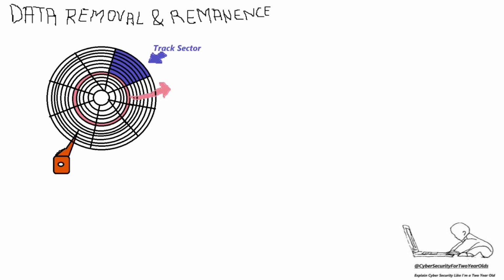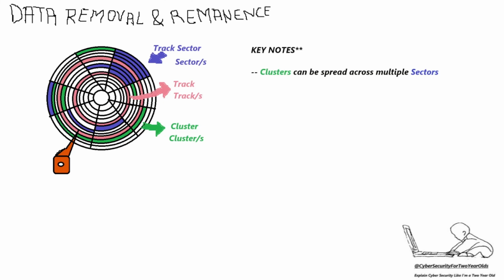Now, data is stored in clusters, and clusters can be spread across multiple sectors, aka spread across multiple portions of a pie. Keynote: because clusters can spread across multiple sectors of a disk, this can create data remnants, and the ultimate goal is to eliminate data remnants.